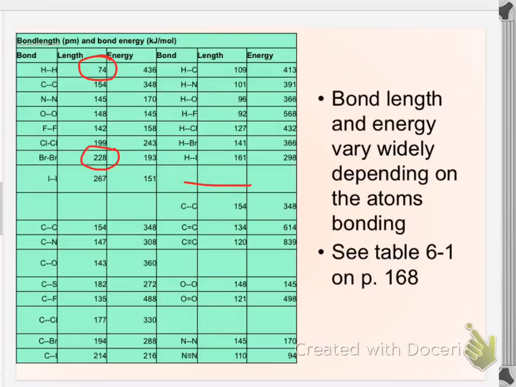Look at these. This is all carbon bonded to carbon. Carbon single bonded to carbon, 154 picometers. Carbon double bonded to carbon, 134 picometers. Carbon triple bonded, we're getting much, much closer.